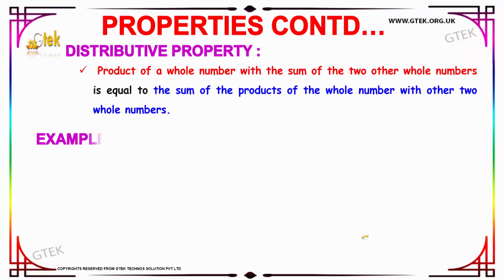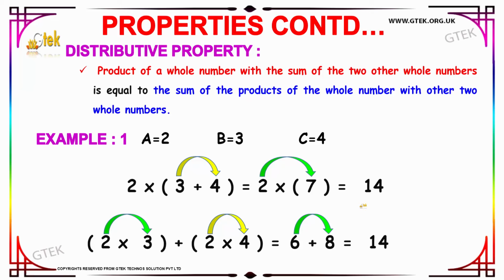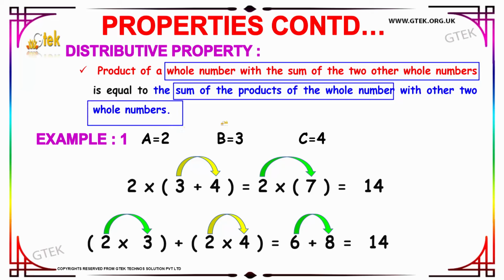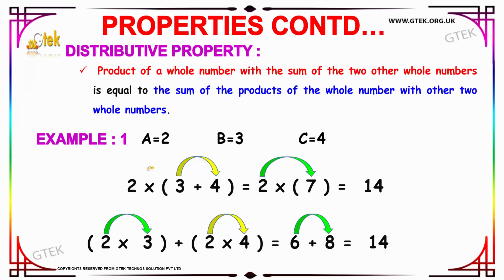Next we have the distributive property. In distributive property, the product of a whole number with the sum of the other two whole numbers is equal to the sum of the products of the whole number with the other two whole numbers. To make this simple, we'll say that the product of a whole number with the sum of other two numbers is equal to the sum of the products of the whole numbers with the other two whole numbers. Let us make this statement even more clear with the example that is given over here.